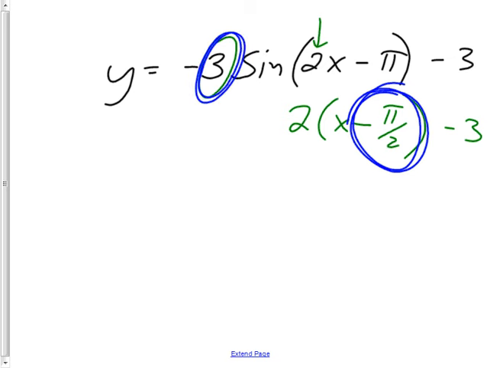Phase shift, amplitude, range. Okay, the range is told by this, because the range of this guy is from the lowest it goes to the highest it goes. All right, and the last thing, period and domain.